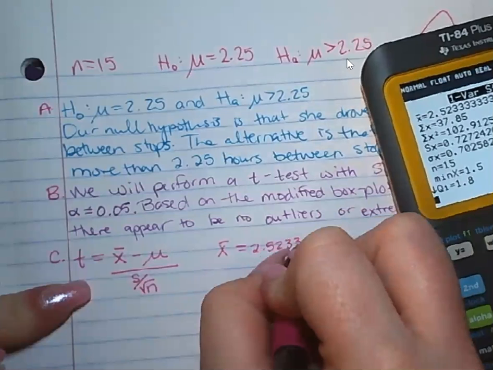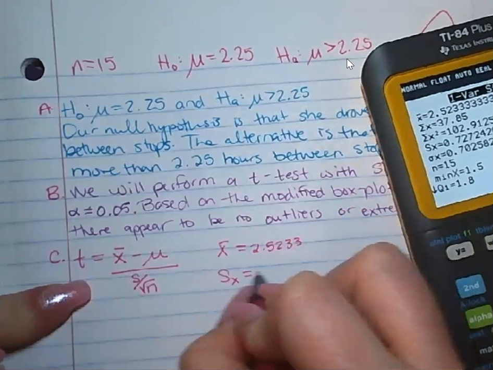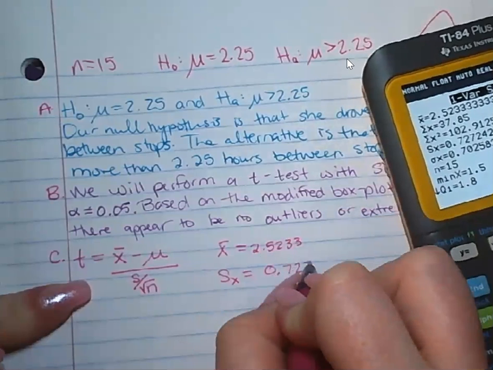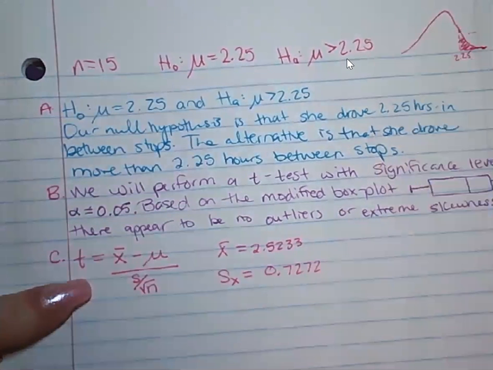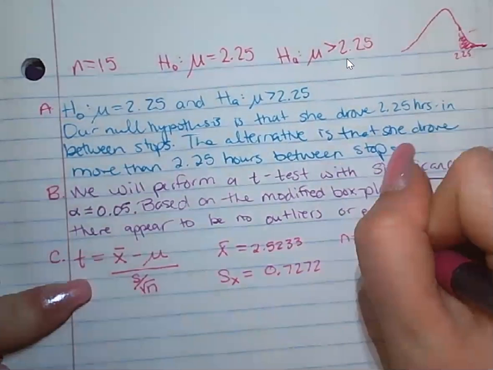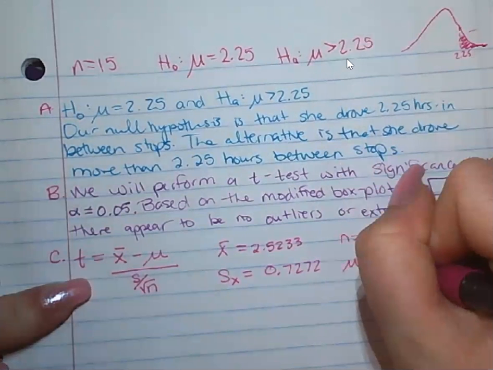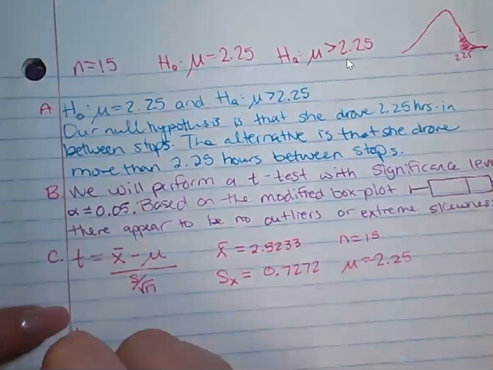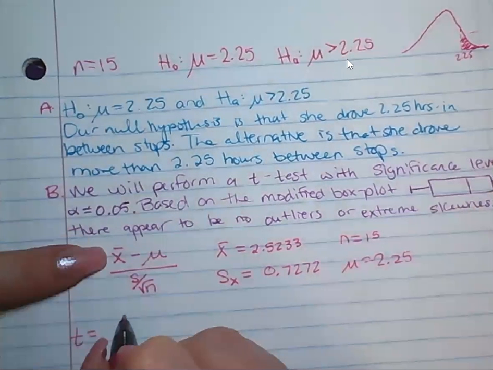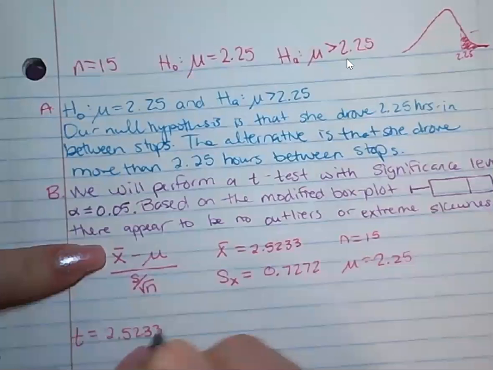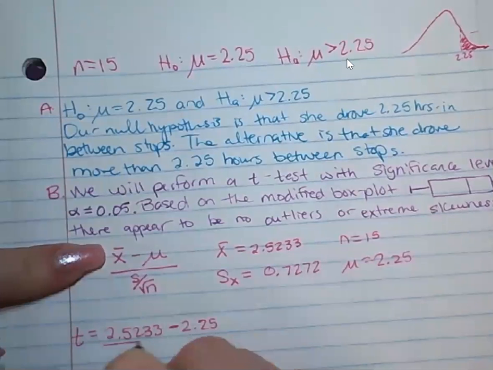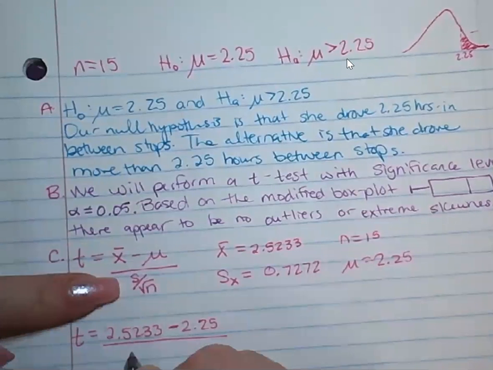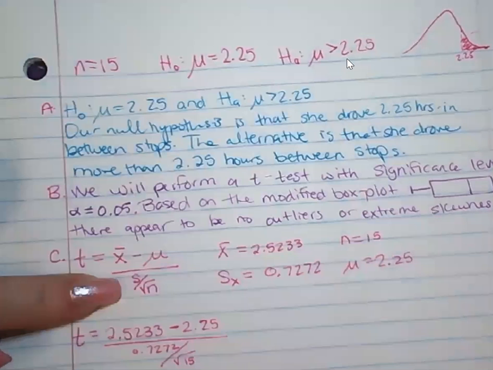And S sub x is 0.7272. We already had n and mu. I'll just write them again just because. So let's plug them in and see what we get. So our t statistic is going to be x bar, 2.5233, minus mu, 2.25, divided by s, 0.7272, over root n, which was 15. Make sure you can see what I'm doing. Nope, gotta move you down a little bit.